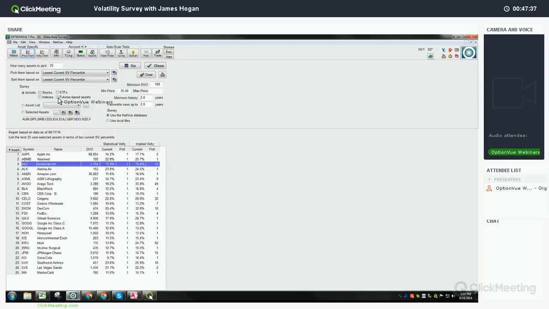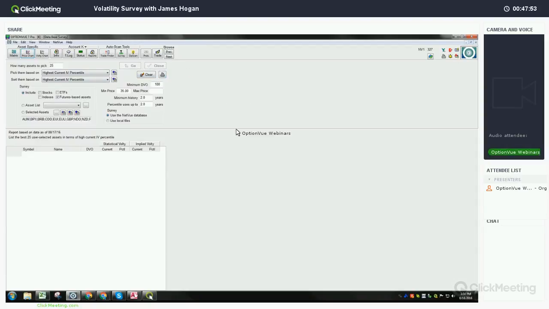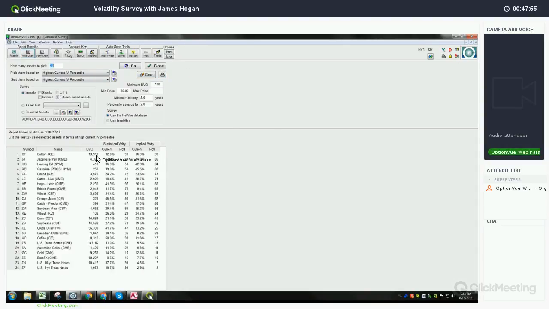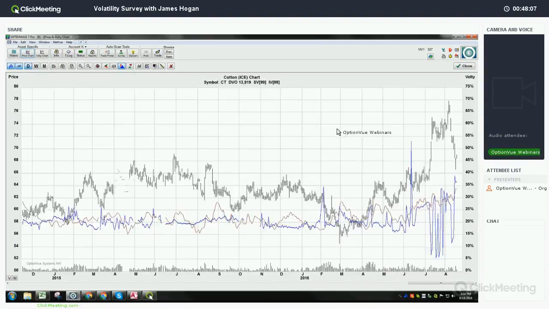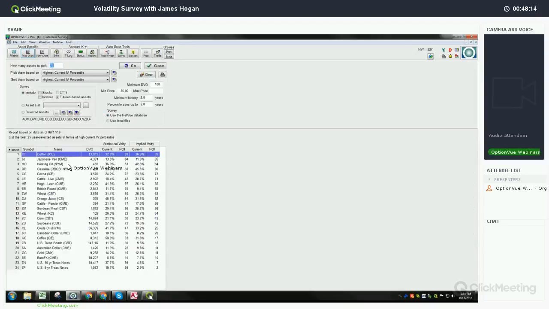Let's just do a run on some futures-based assets now. Let's take a look at highest current IV percentile, and sort them based on the same thing. Okay, we've got cotton. Look at this. There's something going on in cotton. Let's take a look at a price chart there. Oh yeah, cotton's come down a lot. Wow. And so that'll get things moving.